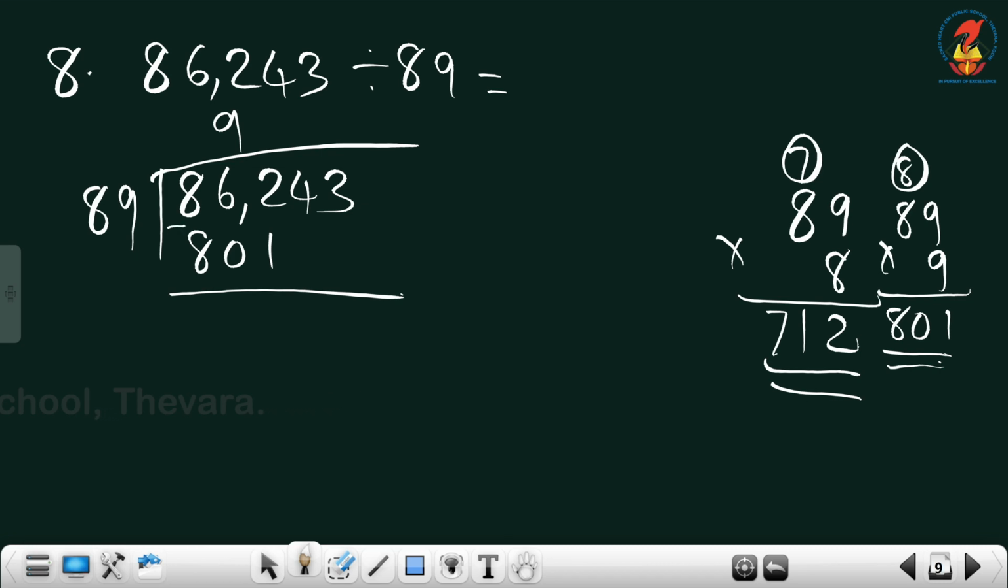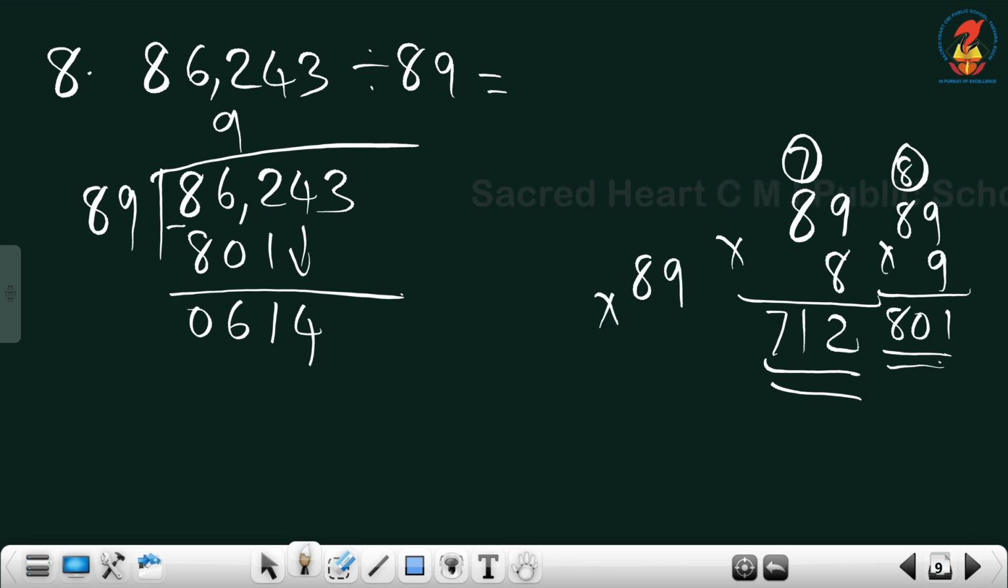Okay, then after that subtraction, 2 minus 1, 1, 6 minus 0, 6, 8 minus 8, 0. For the next step, I need to take 4 down. It will become what? 614. 89 into 8 is this 712. So I need to consider 89 into 6. I will check it like that. 9 6s are 54, 5. 8 6s are 48 plus 5 is what?